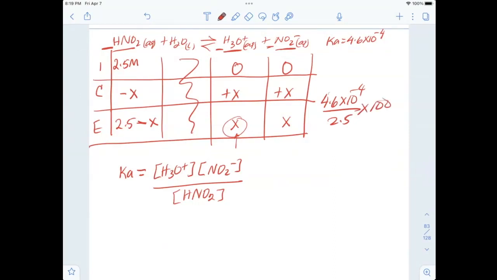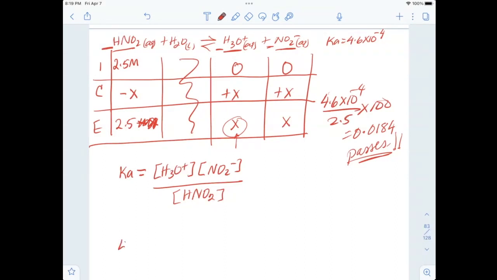Do we get a percent that's less than 5%? 4.6 exponent negative 4 divided by 2.5 times 100. Oh, it's a little high, but it's not greater than 5%. So this passes because it's less than 5%. Passes. Great. That was a close one. So we can say minus x here, minus x here to simplify our math.